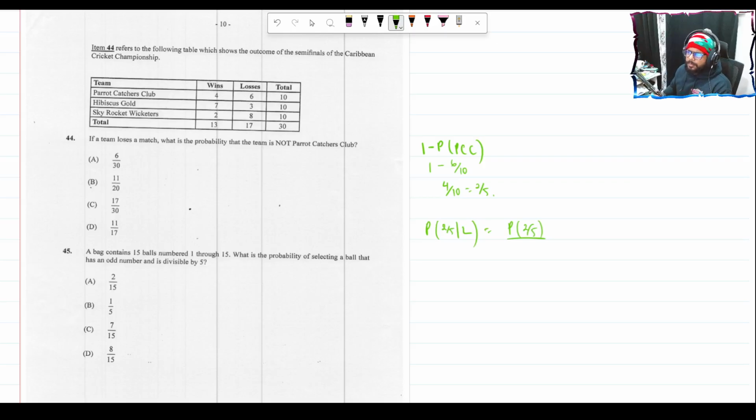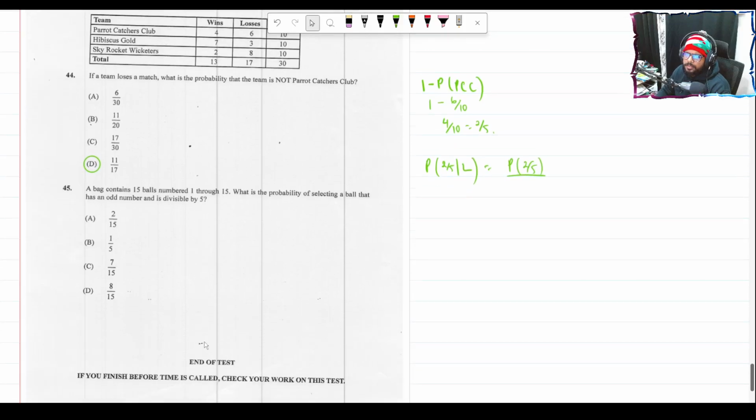All right, so let me just go down to basics for this one. If a team loses, what's the probability that the team is not Parrot Catchers Club? It had to be Hibiscus or Skyrocket, which have 8 losses and 3 losses, which is 11 losses together, over the total number of losses, which is 17. We're going to get 11 out of 17.